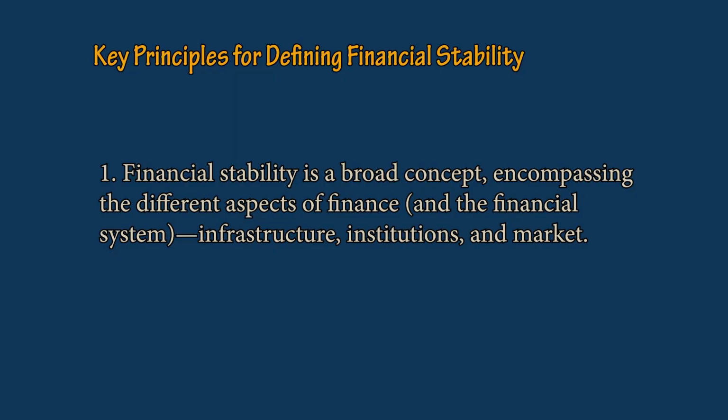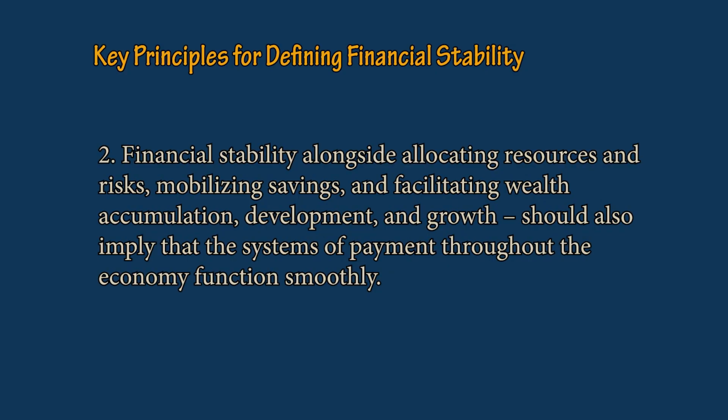Okay. In the process of understanding financial stability, there are some key principles for defining financial stability. Look, it's a broad concept, okay? And it covers various aspects of finance: A, infrastructure, B, institutions, and C, markets. It can't be defined only in terms of the institution or the infrastructure or the markets. They all have to be put together, and that's how you have to think about financial stability. Now, financial stability, apart from allocating resources and risks, mobilizing savings, and facilitating wealth accumulation, should also imply that the system of payment throughout the economy functions smoothly. It's not just about allocation, it is also about the functioning. That has to be smooth.